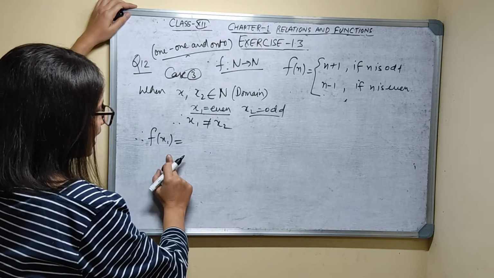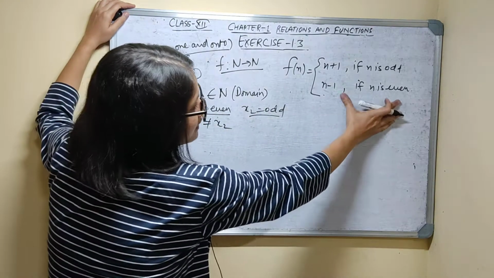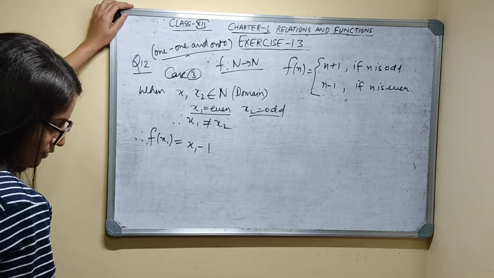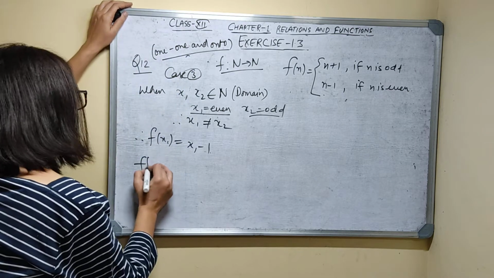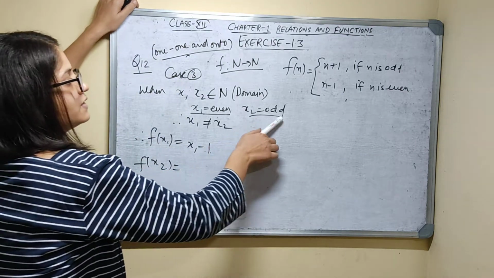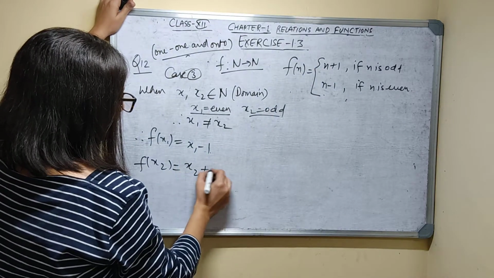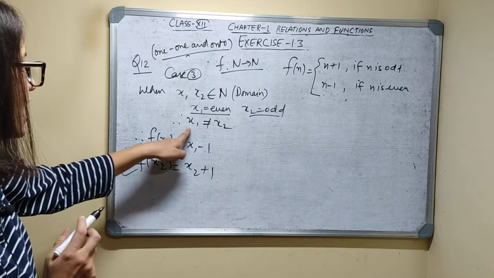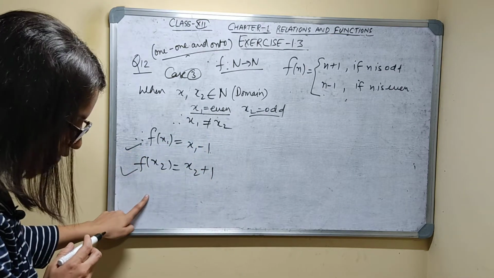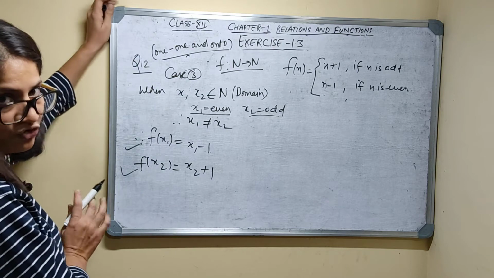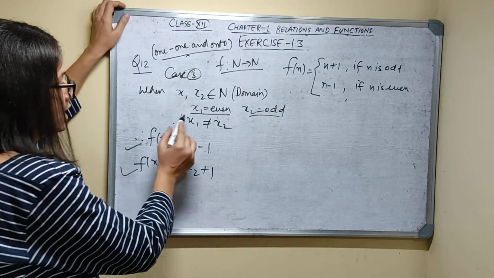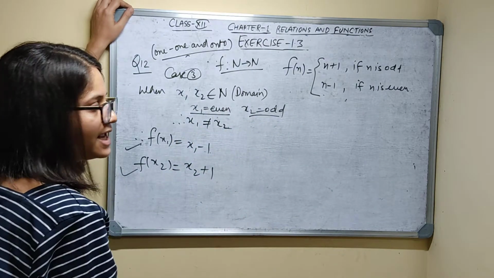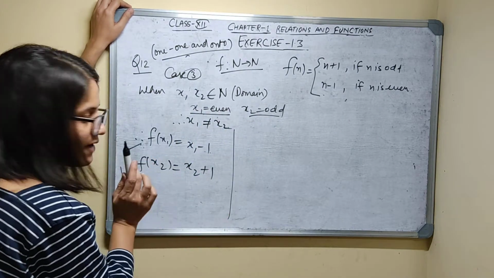So f of x1 you will find. x1 is even, so I have to take this function x1 minus 1. So f of x1 is equal to x1 minus 1. f of x2, x2 is odd, so this function will be x2 plus 1. So you can see f of x1 and f of x2. x1 is not equal to x2, so f of x1 should also not be equal to f of x2. Already I know that one is even and one is odd, so both can't be equal. So I found f of x1 and f of x2.